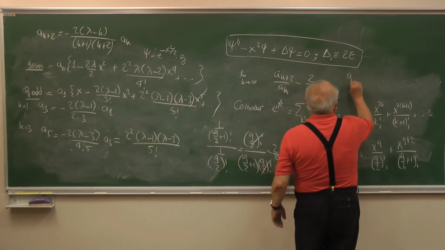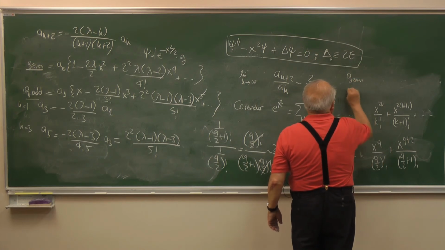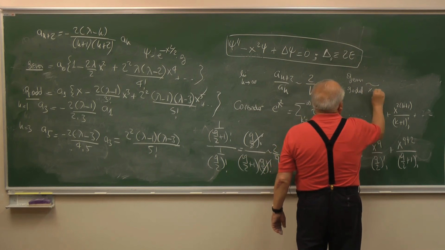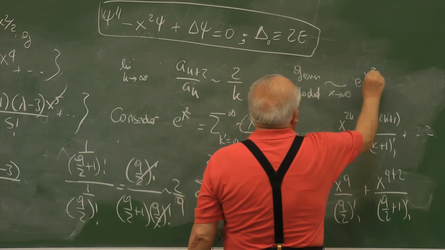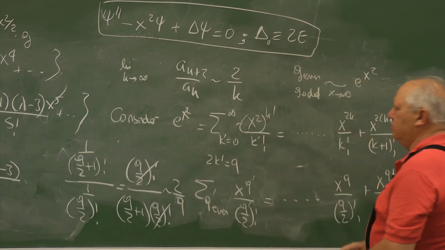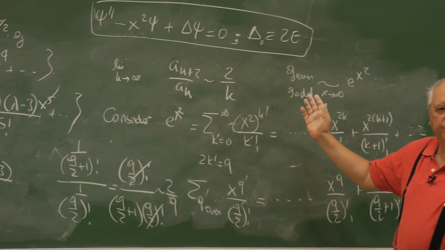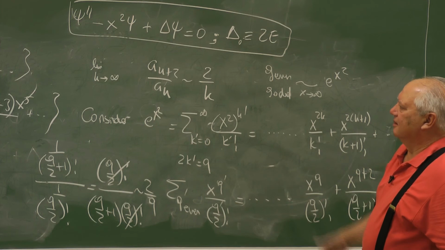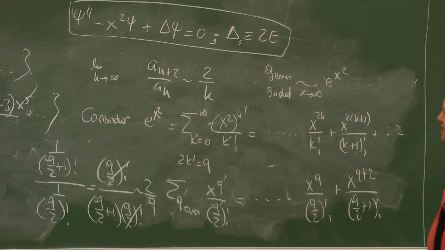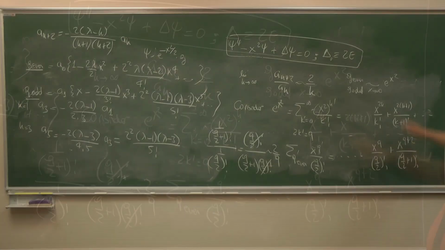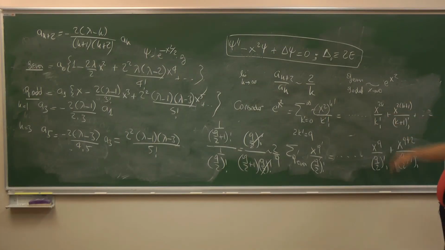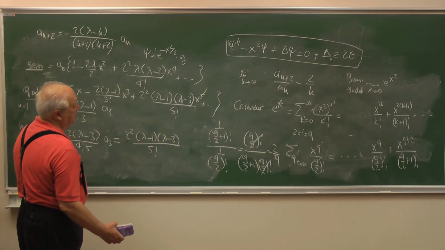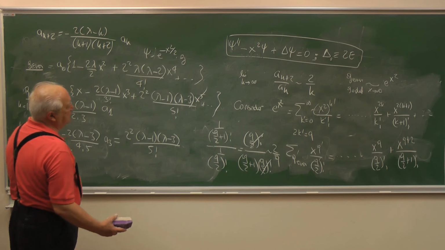Okay, g even, g odd, behaving as x going to infinity as e to the x squared. Of course, this is no rigorous proof in mathematics. This is just an indication that these series are blowing up for large x, but it's not a rigorous mathematical proof. But it tells us that we should do something.